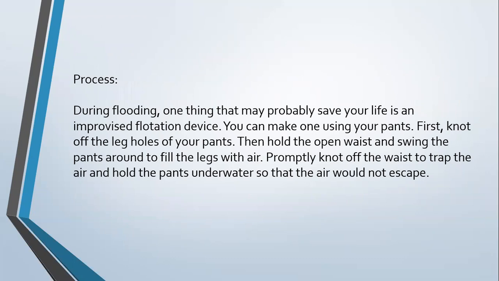So this one, it's about the process. During flooding, one thing that may probably save your life is an improvised flotation device. You can make one using your pants. First, knot off the leg holes of your pants, then hold the open waist and swing the pants around to fill the legs with air. Promptly knot off the waist to trap the air and hold the pants underwater so that the air would not escape. So this kind of text shows the step-by-step procedure and how to improvise a flotation device.